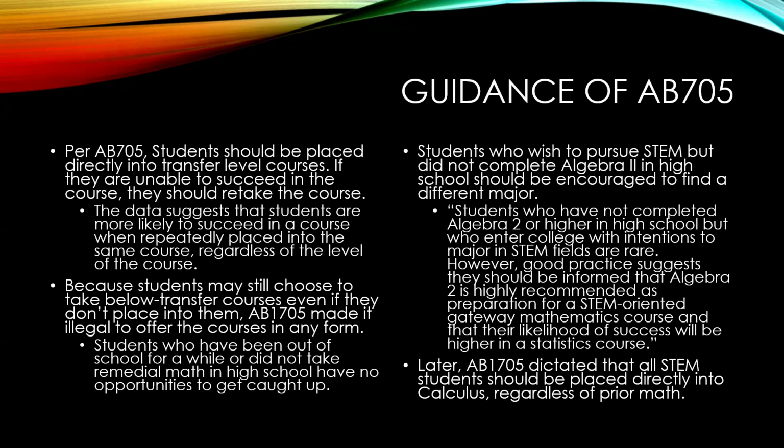However, good practice suggests they should be informed that Algebra 2 is highly recommended as preparation for a STEM-oriented gateway math course, and that their likelihood of success will be higher in a statistics course. Essentially, we should put all students who have not completed Algebra 2 directly into statistics. Later, AB 1705 dictated that all STEM students should be placed directly into calculus, regardless of prior math. And so these are some big conclusions that were drawn.